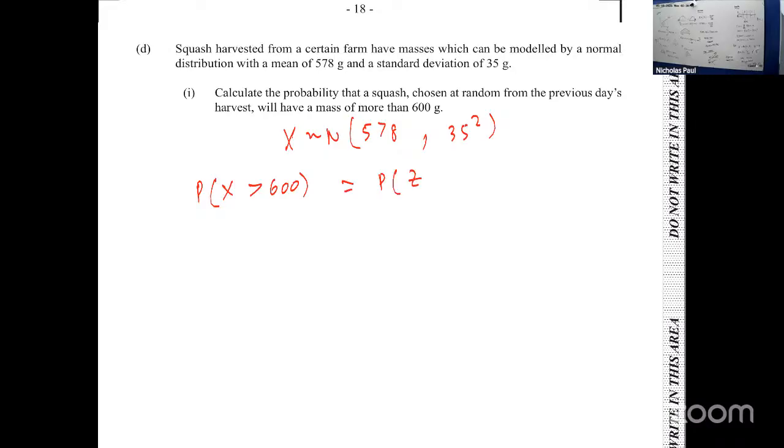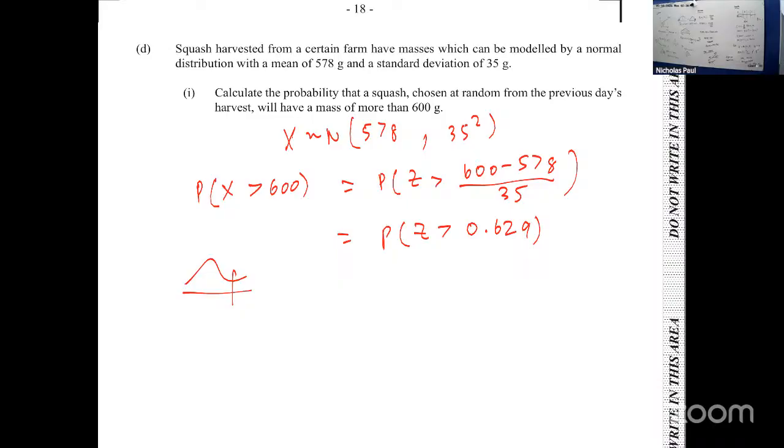X is more than 600, minus 578, all over 35. Right? That'll be probability of Z is more than what? 0.629. Right? Should draw a little diagram, more than is here. So that'll be 1 minus phi of 0.63. What's that? 0.2643. So look at that in the table, right? 1 minus, right?